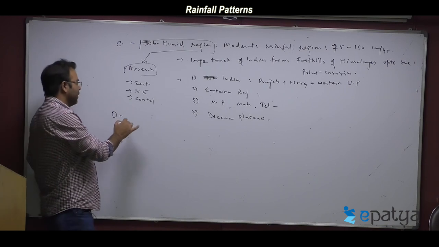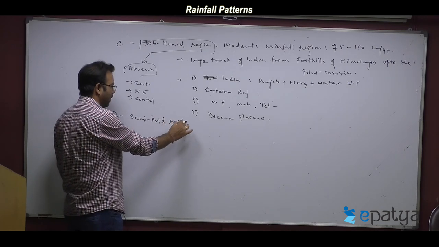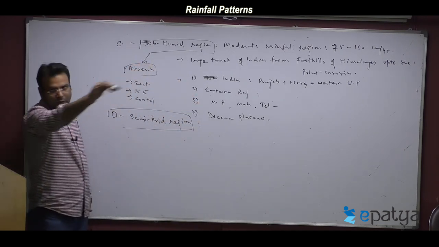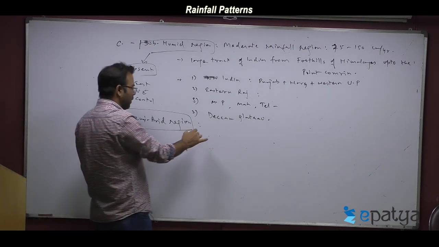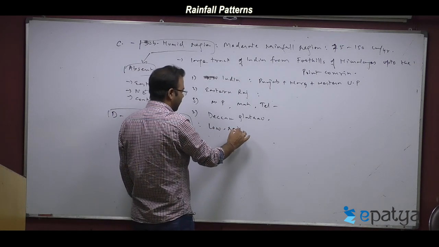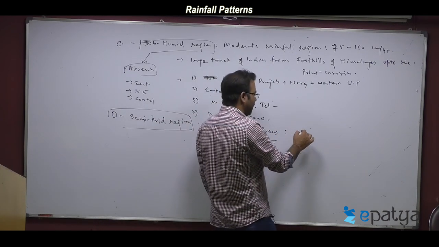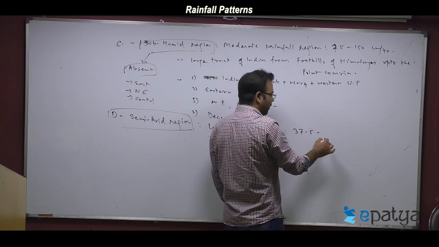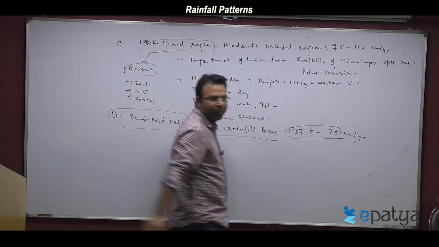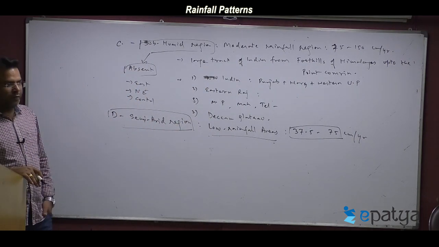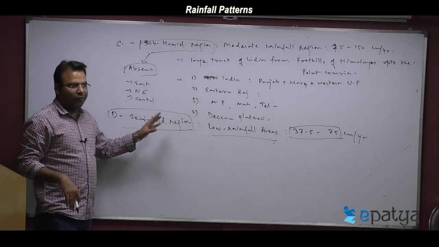Now come to the D region, which is called the semi-arid region. Semi-arid regions are low rainfall areas, where rainfall received per annum is less than 75 centimeters. Actually it is between 37.5 and 75 centimeters a year. So what is the annual rainfall range? 37.5 to 75 centimeters a year. This is called semi-arid, low rainfall areas.